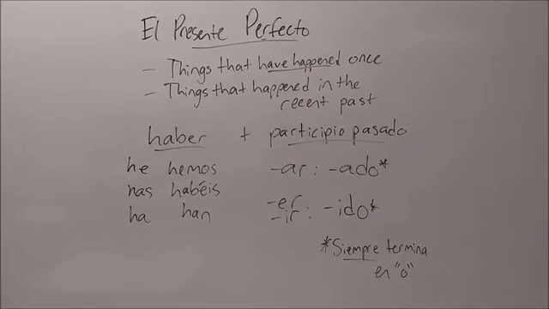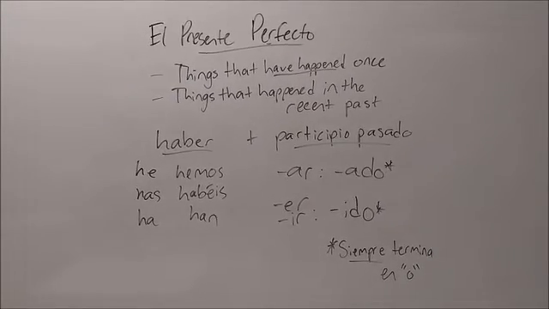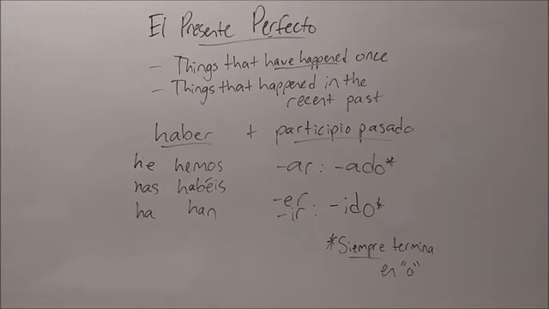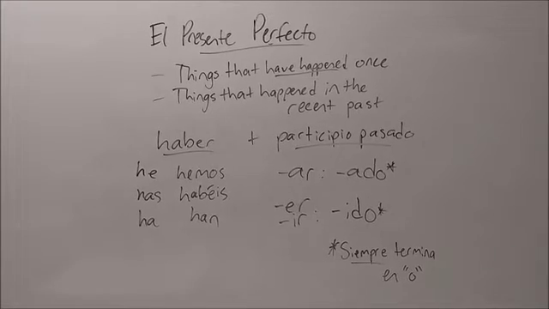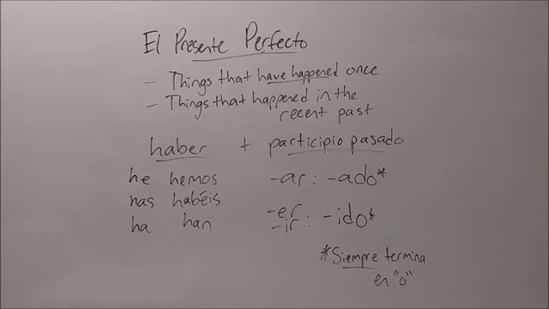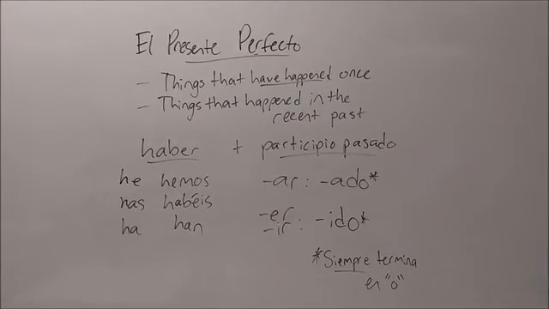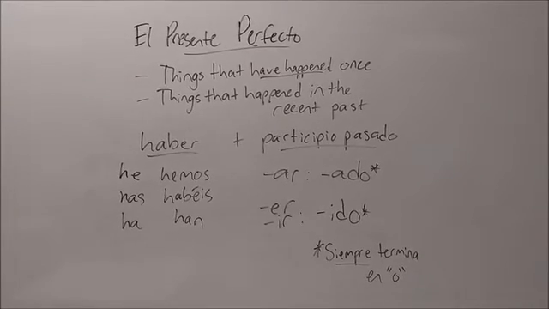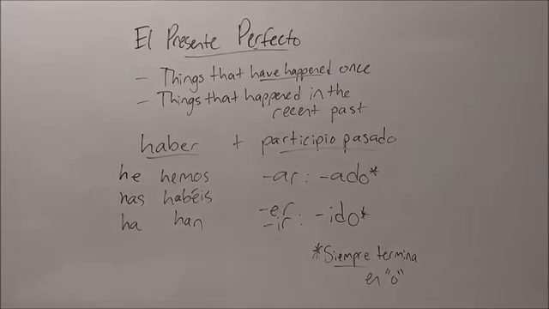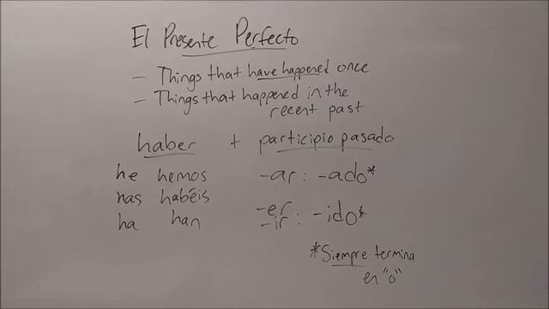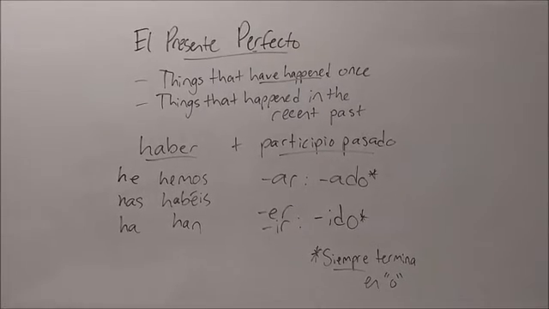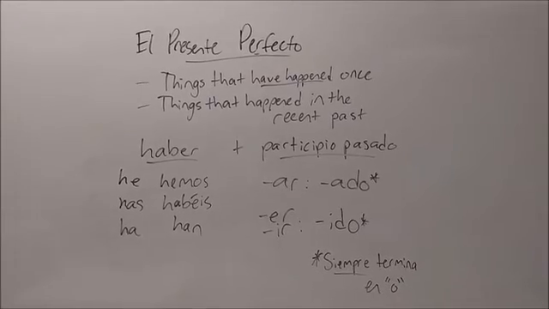The present perfect has two parts to it. First is the verb haber, conjugated in the present tense, which goes he, has, ha, hemos, habéis, han. And then you add the past participle of whatever verb you want to talk about. The past participle for AR is ado, and the past participle for ER and IR is ido. And I want to point out that these always end in o. It's always ado, like hablado, tomado, etc.